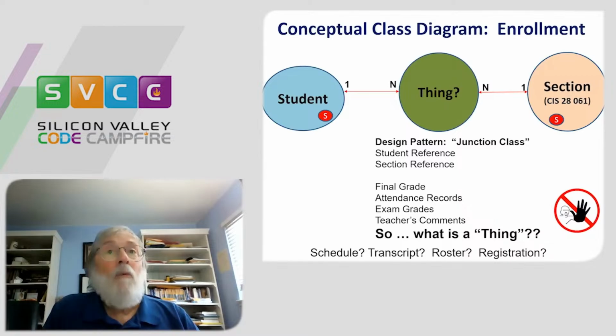The question is, what is this thing? I mean, is it a schedule? Is it a transcript, roster, registration? Some of those, none of those actually fit. A student schedule is something totally different. A transcript is the collection of grades that a student got. It's not one specific grade for a section. It's not the roster. A roster is a collection of students within a section. It's not one student in a section. So we have the concept of the thing, we just don't know what the thing is.